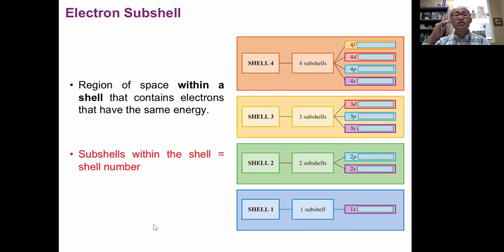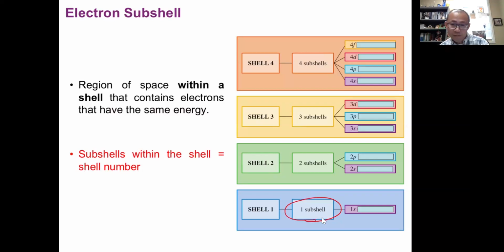Now, the region within each shell can be further divided into subshells. Subshells are regions within a shell where electrons have the same energy. So in a shell, electrons have approximately the same energy, but each shell can be divided into subshells, and electrons in a subshell have exactly the same energy.